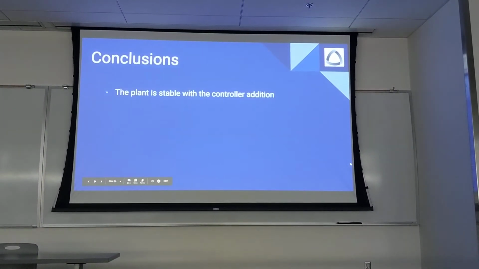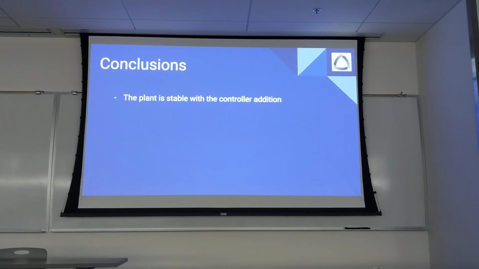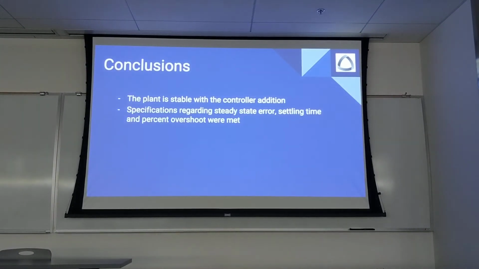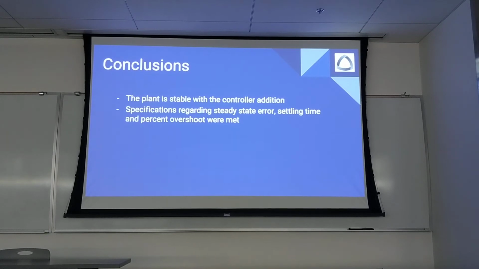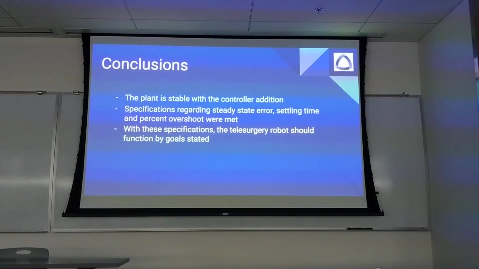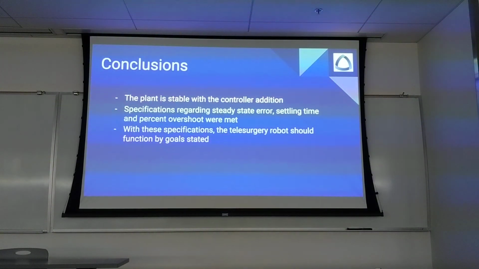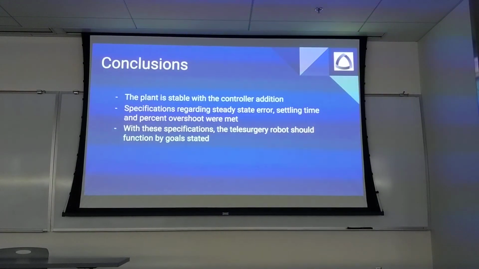In conclusion, the plant was stable with the addition of the controller. Specifications regarding steady state error, settling time, and the percent overshoot were all met successfully. And with these specifications, the telesurgery robot should function by the goals stated.